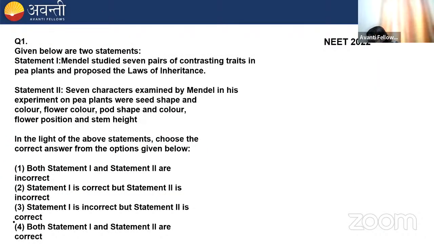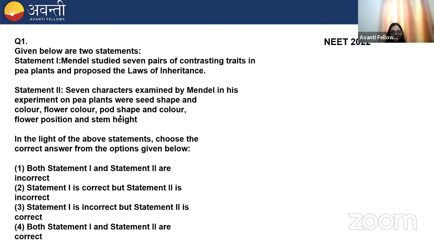Moving next is the question. Question number 1 says, given below are the two statements. Statement 1: Mendel studied 7 pairs of contrasting traits in pea plant and proposed the laws of inheritance. Statement 2: the 7 characters examined by Mendel in his experiment on pea plants were seed shape and seed color, flower color, pod shape, pod color, flower position, and stem height. In the light of the above statements, choose the correct answer from the options given below. What do you think? What will be the correct option? They have given you the two statements, right?